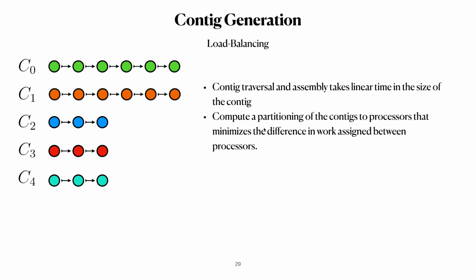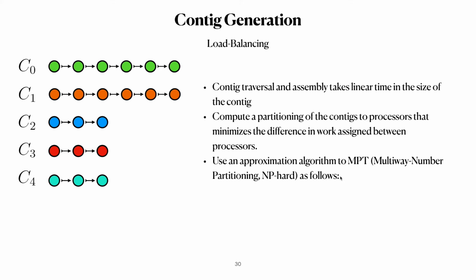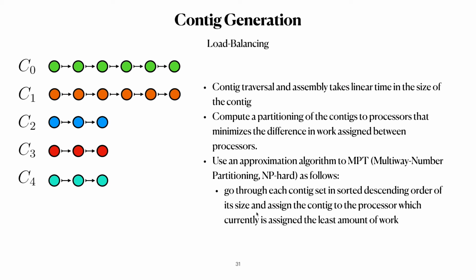And so the goal is to compute a partitioning of these contigs such that we minimize the difference in work assigned between processors. It turns out that this problem is very closely related to multi-way number partitioning, which is an optimization problem that is NP hard, but it has a very accurate approximation algorithm that's simple, which involves looping through the contigs from largest to smallest and assigning each contig to the processor with the least amount of work assigned.